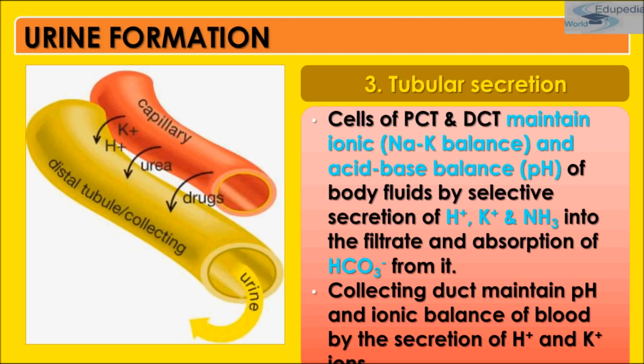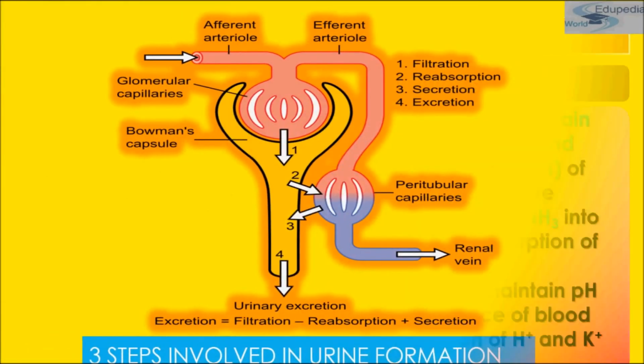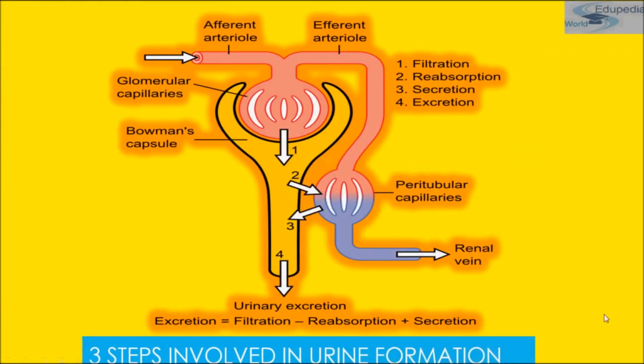Okay, so these are the three steps involved in urine formation. This is the afferent arteriole, this is the efferent arteriole, and this is Bowman's capsule. And what is this? This is the glomerular capillaries. So this is how it takes place.